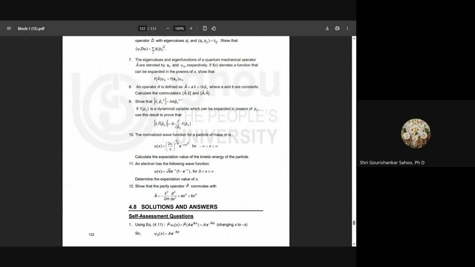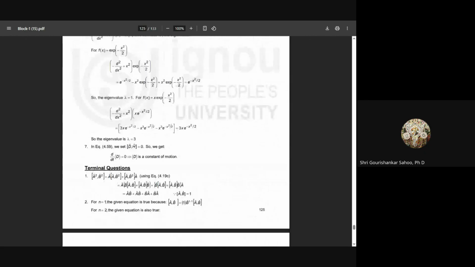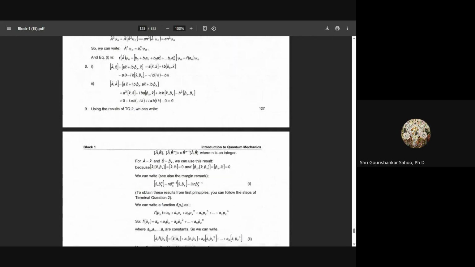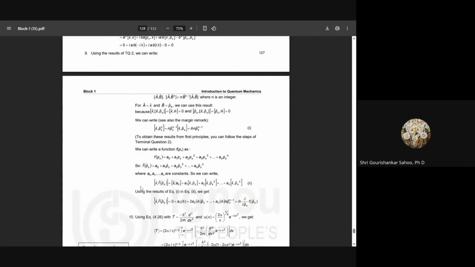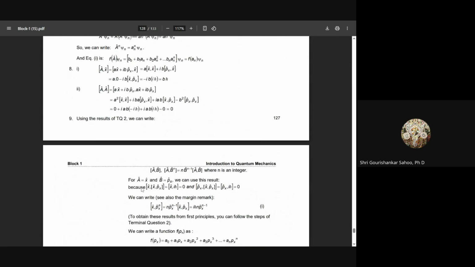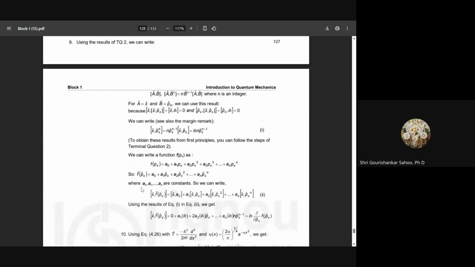And another very important problem: the normalized wave function for a particle of mass m is psi of x, which can be represented as (2 alpha by pi) to the power 1 by 4 e to the power minus alpha x square, for x between minus infinity to infinity, and calculate the expectation value of the kinetic energy of the particle. So first see the first problem, then I shall show you the second problem, worked out and shown on the screen. Okay, if any doubt, you can ask now.